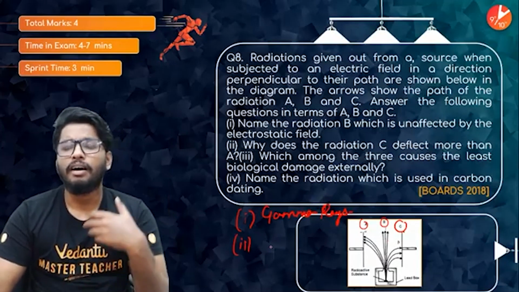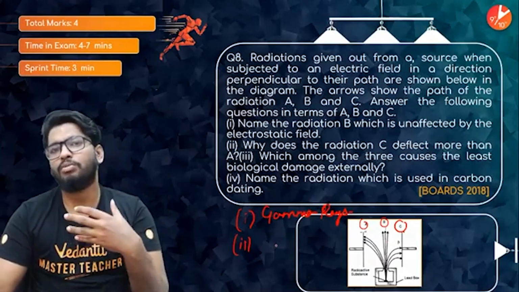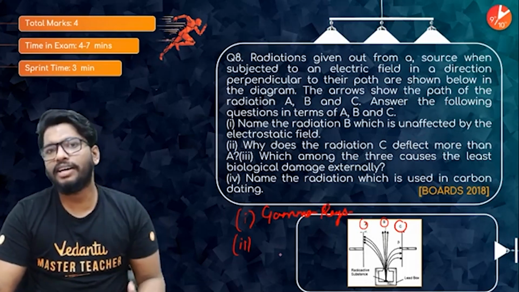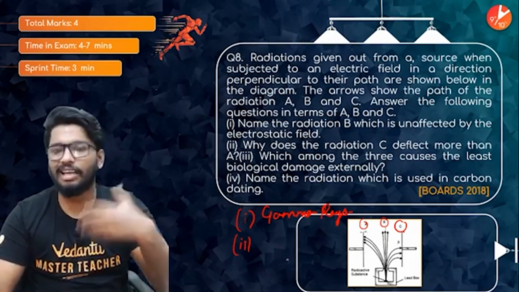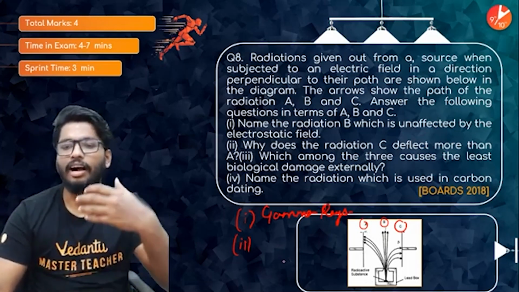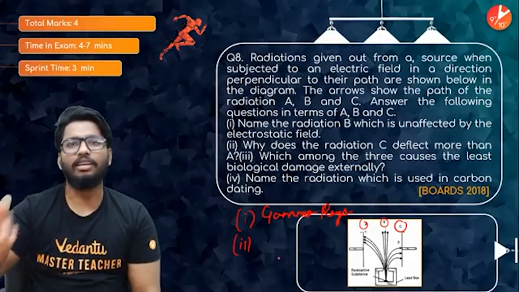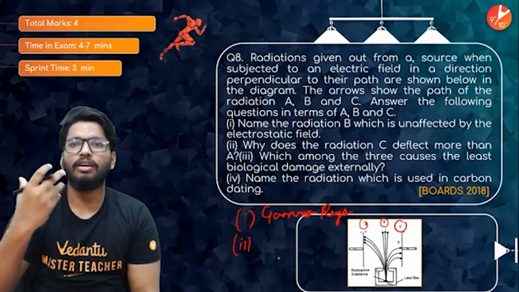It is because the beta particle is much lighter than the alpha particle. In other words, you can say that the alpha particle is heavier than the beta particle. Because the beta particle is lighter, it would get deflected much more than the alpha particle, which is much heavier, right?